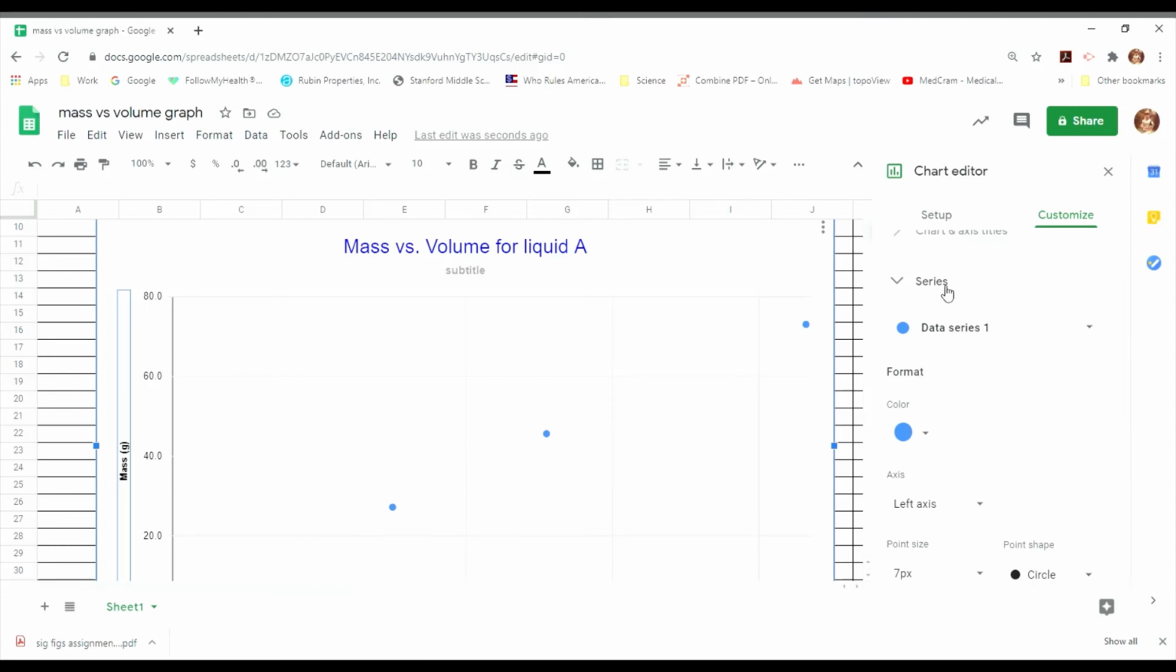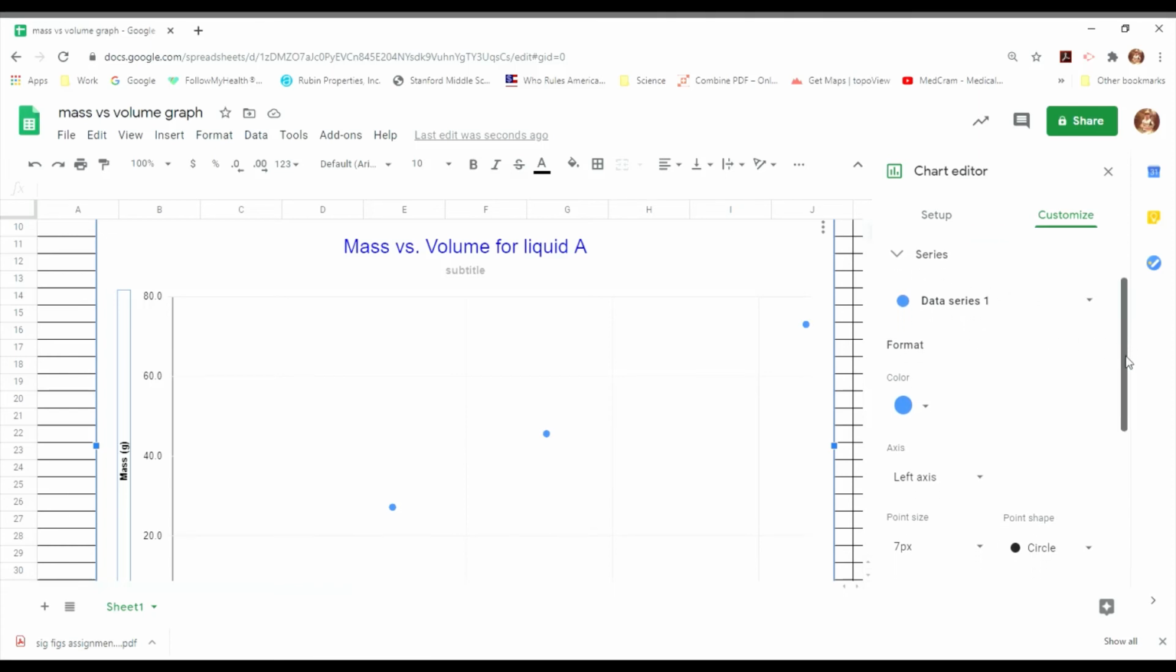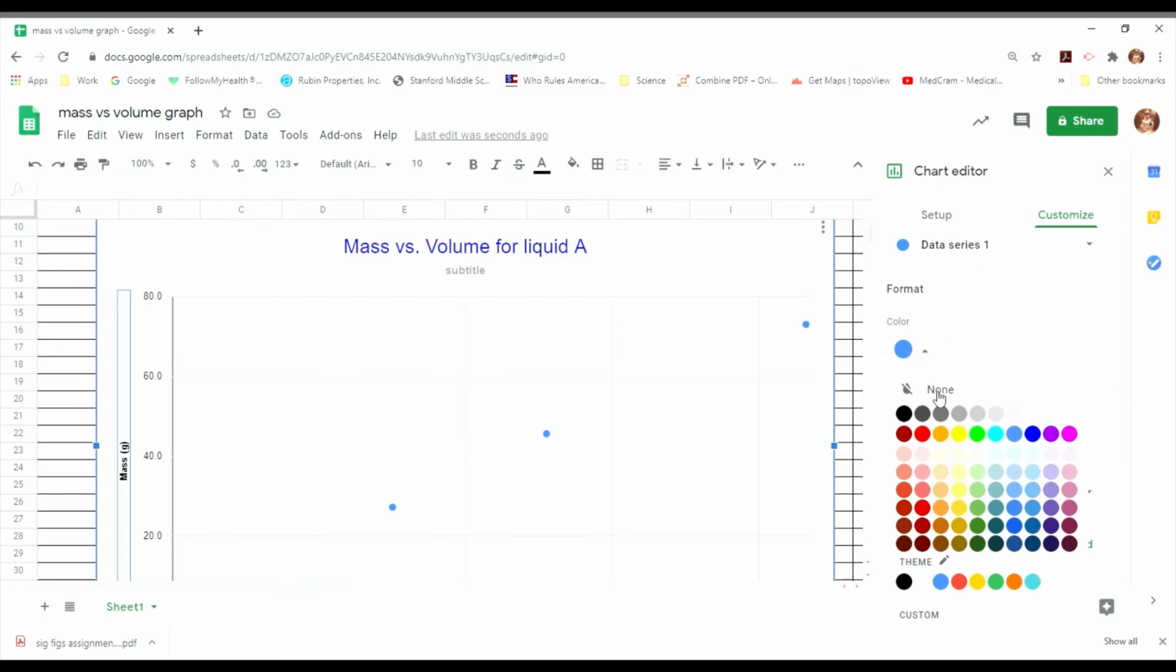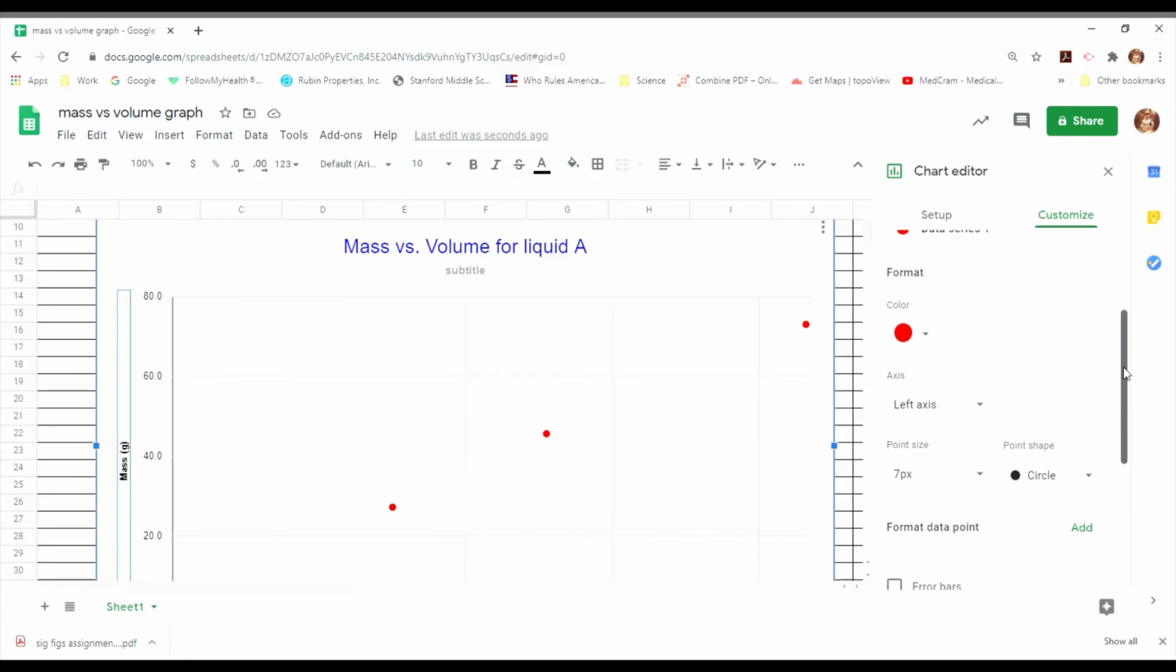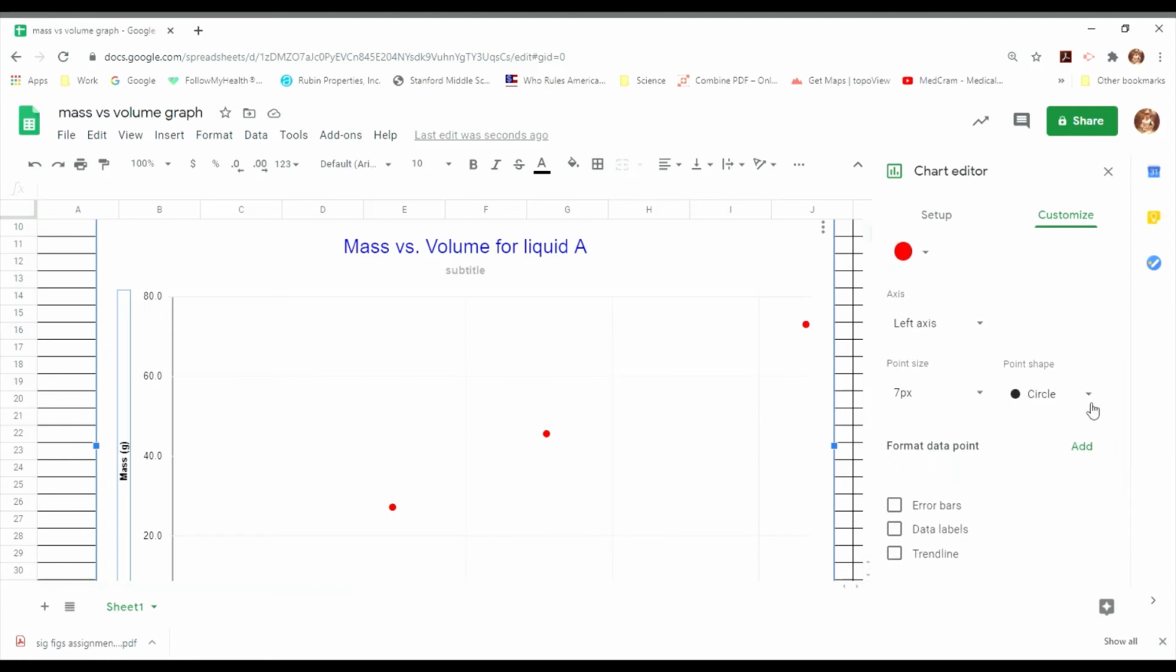When you click on series, it's set to data series 1. You can change the color here. If I want to change this to red, now my dots are red. If you want to put the numbers on the right side of the axis, you can, although sometimes you've seen graphs where there are two series and some of the numbers are on the right, some on the left, because the numbers are way off. They're different scales. You can also make the point size bigger or smaller, or change the shapes: a triangle, a star, stuff like that. There's a whole bunch of stuff to this program.